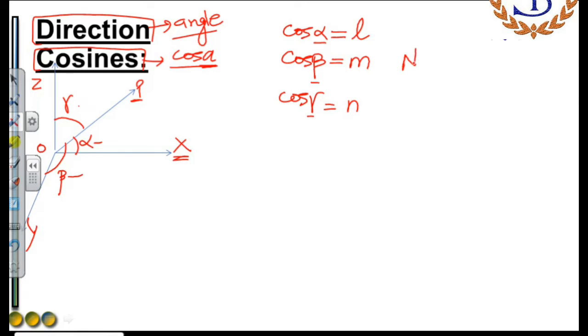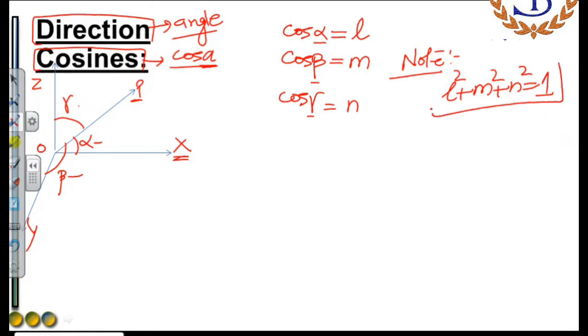And note one important thing: the sum of the squares of these direction cosines is always 1. What is the point to remember? The sum of the squares of all these three direction cosines is always equal to 1.